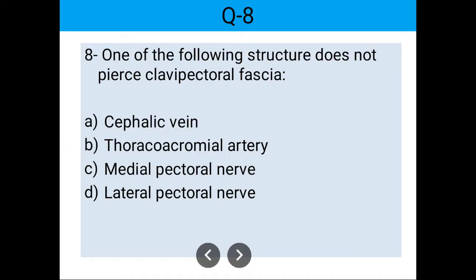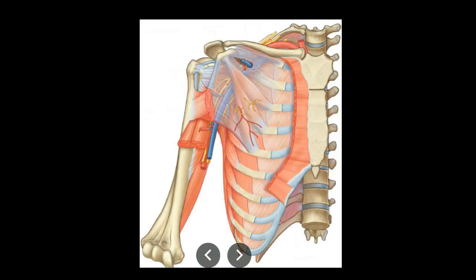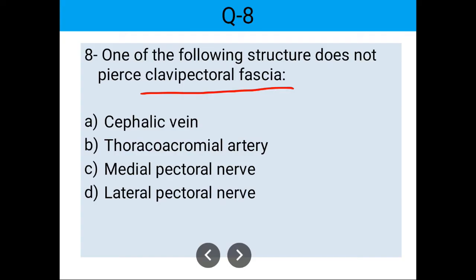Next we got here question number 8. One of the following structures does not pass through the clavipectoral fascia. The clavipectoral triangle, I also made a video, you can search in the bar there. So here is the clavipectoral fascia. Let's have a look at this picture. This is the lateral side, this is the medial side. So possibly the medial pectoral nerve. The cephalic vein is passing, the thoracoacromial artery is passing, the lateral pectoral nerve is passing. So the best answer will be the medial pectoral nerve, which is not passing from there.